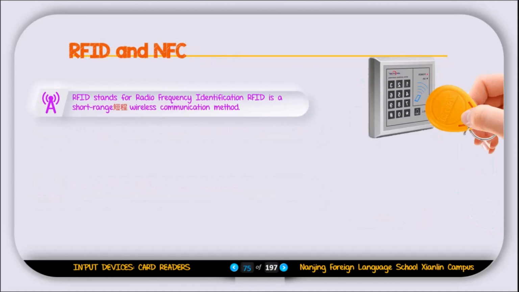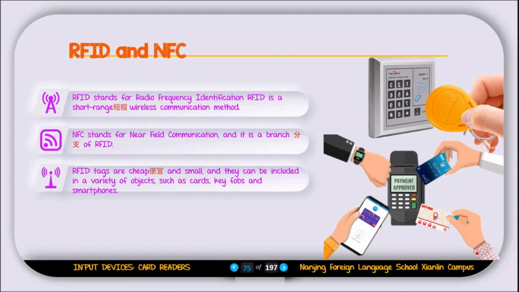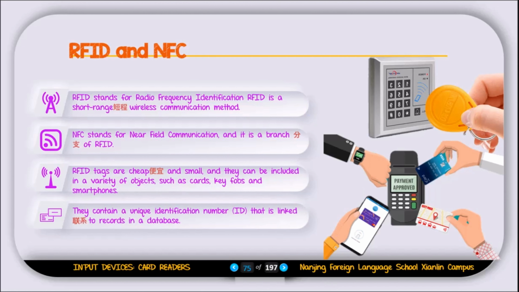Next one, we have the RFID and NFC. RFID stands for radio frequency identification, and RFID is a short range wireless communication method. NFC stands for near field communication, and it is a branch of RFID. RFID tags are cheap and small, and they can be included in a variety of objects such as cards, key fobs and smartphones. They contain a unique identification number, or ID, that is linked to a record in a database. You can use NFC or RFID to unlock doors or make payments, maybe in bus cards. Okay, there are several uses of those cards.